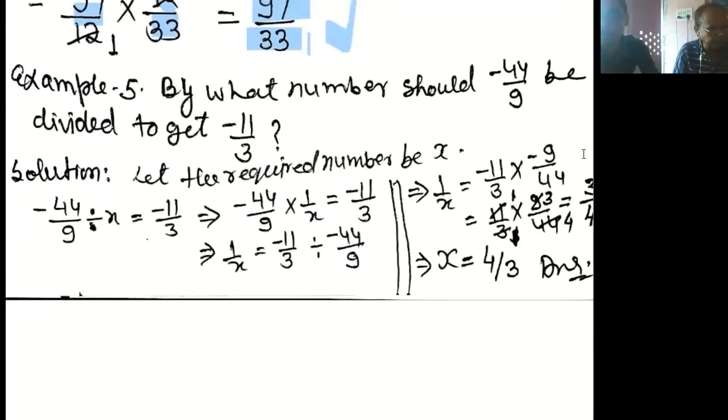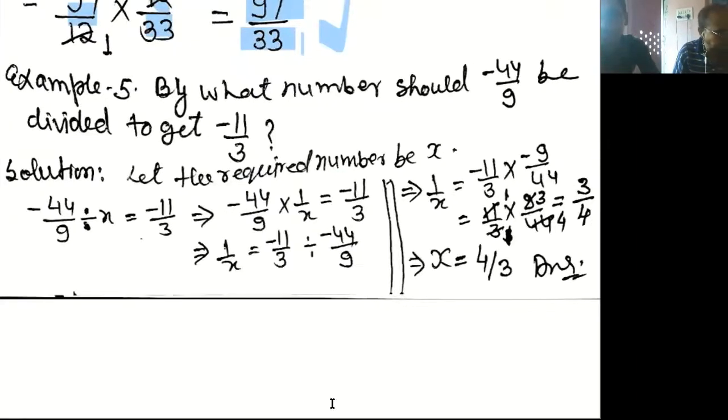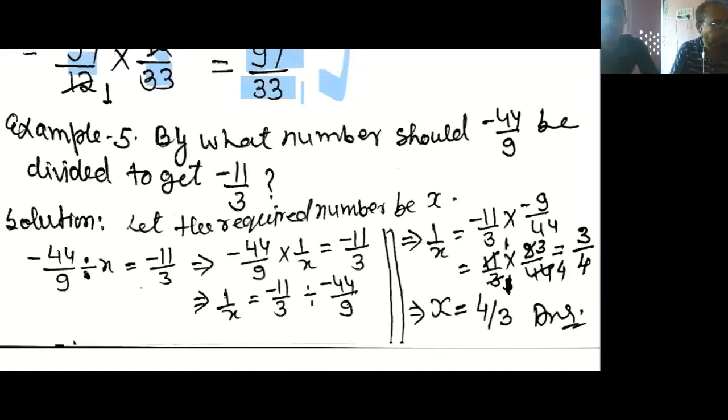Example 5. By what number should minus 44 upon 9 be divided to get minus 11 upon 3? It says: by what number should minus 44 upon 9 be divided so that our quotient is minus 11 upon 3?